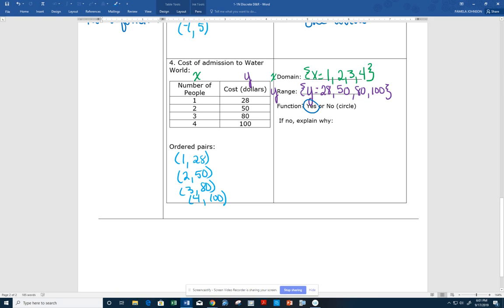All right, you have an assignment in your packet where you are looking at various discrete relationships, and you need to decide if they are functions or not, and give me a domain and range for each one.